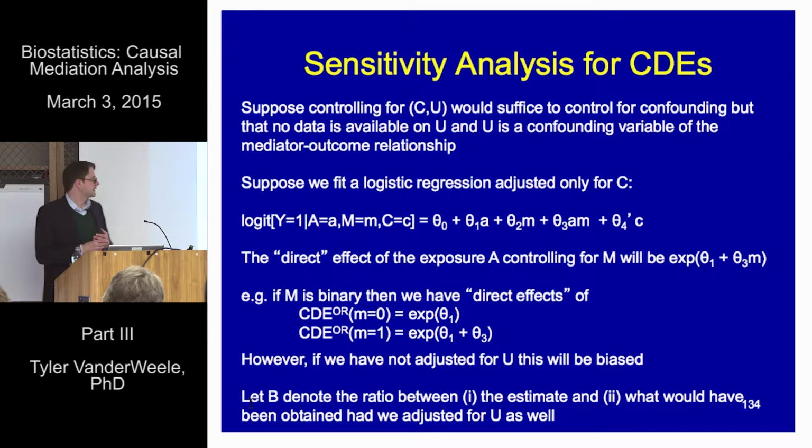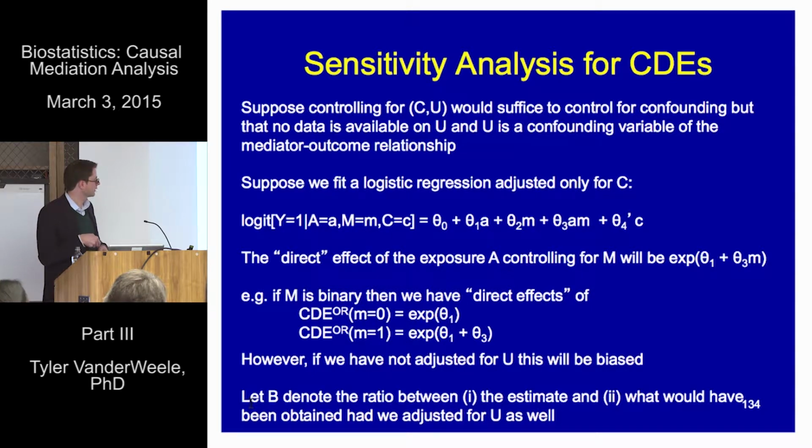We would typically proceed to estimate the controlled direct effects by simply fitting a logistic regression model, for example, of the outcome on the exposure and mediator, and we could include an interaction term. Our formula for the controlled direct effect before was just e to the theta 1 plus theta 3 m. So if we fixed m to 0, it is e to the theta 1. If we fixed m to 1, it is e to the theta 1 plus theta 3. But these will be biased if we have an unmeasured mediator-outcome confounder.